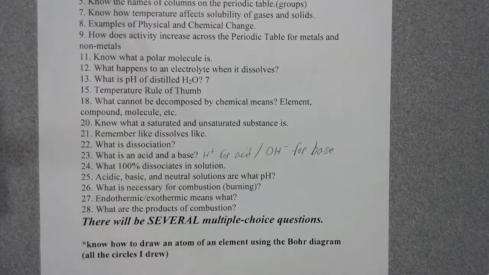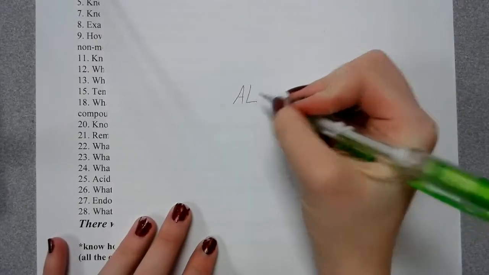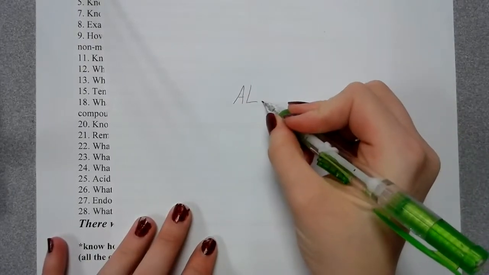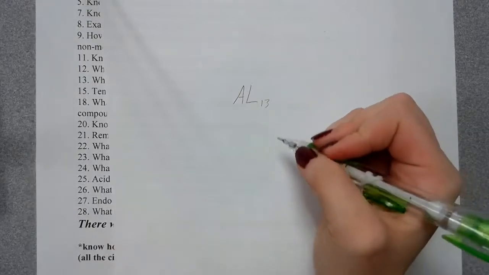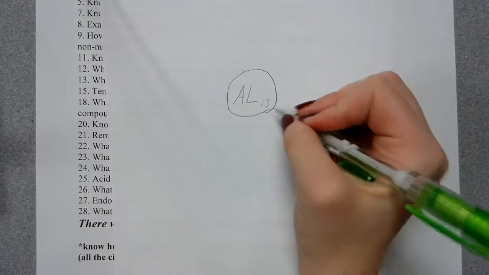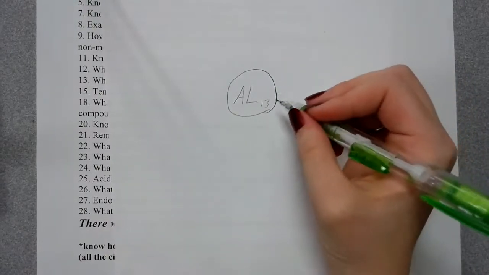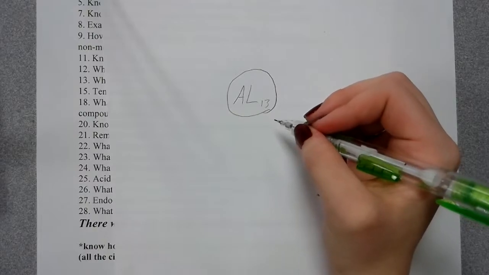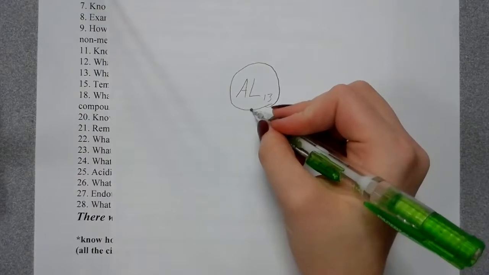If that says 13, then that means there are 13 protons in your diagram. So you're going to make an A and an L, that way you know what element you're talking about. And then we're going to put 13 right here, so you know how many protons are in it. Then you'll make your first circle. For every proton, you have to have one electron. But you can only put so many electrons in each circle. In your first circle, you're only allowed 2.